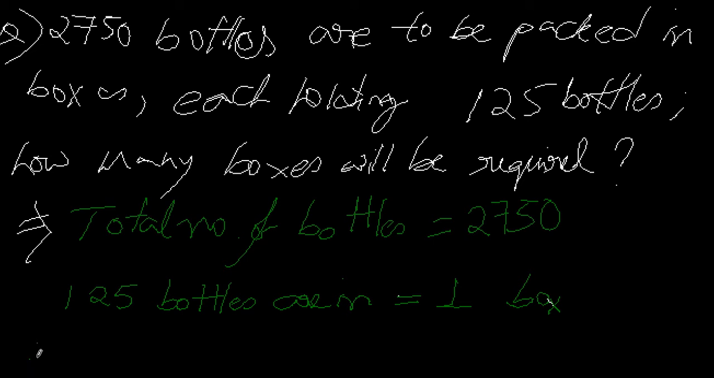If 125 bottles are in 1 box, that means 1 bottle is in how many boxes? If 125 bottles are in 1 box, then obviously 1 bottle will be in a much lesser number of boxes. That means it will be a fractional number, which is 1 divided by 125 box.